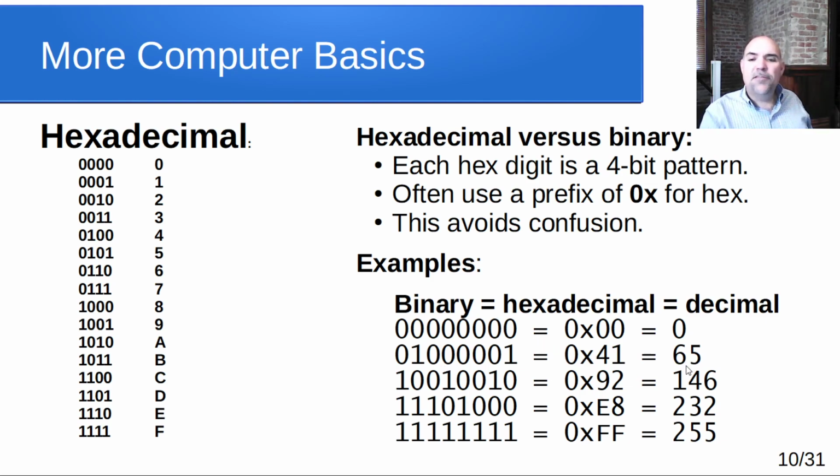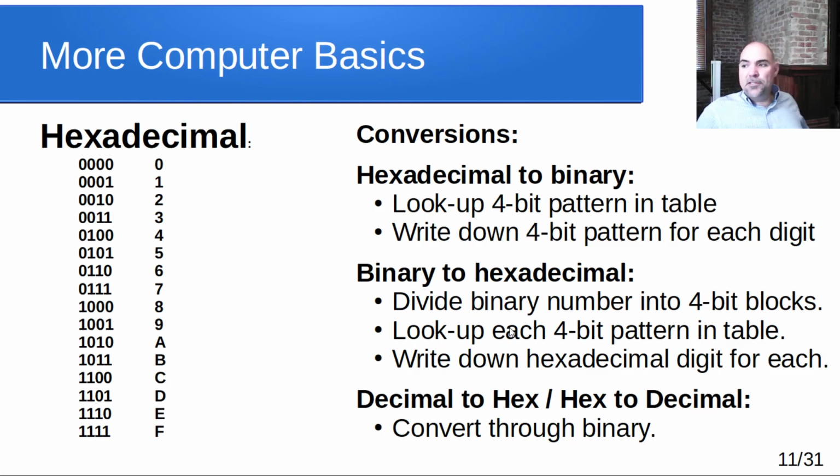Where 65 is a little harder. I have to do that mathematical process. Or 146, I've got to figure out, okay, there's a 128, and then what's left? You have to do subtraction. But if I look at 92, I can immediately see 9 as 1001 and 2 as 0010. As long as you know this pattern or could write it out, you can really easily convert from hex to binary. And it's also really easy to convert from binary to hex. Those conversions wind up being really easy to perform.